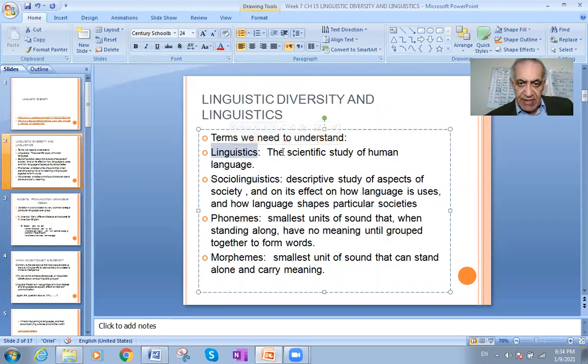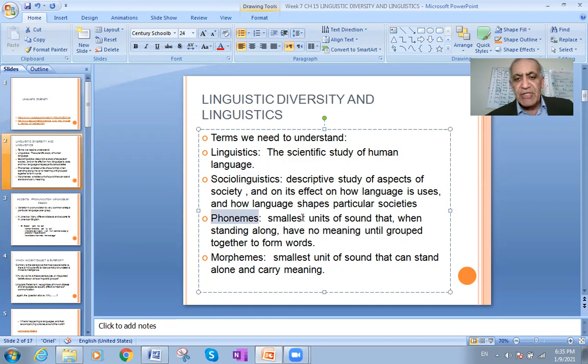Linguistics is the scientific study of human language. Sociolinguistics is the descriptive study of aspects of a society, and its effect on how language is used and how the language shapes particular societies. So this is the difference between linguistics and sociolinguistics. The language which is related to our society, this is sociolinguistics.